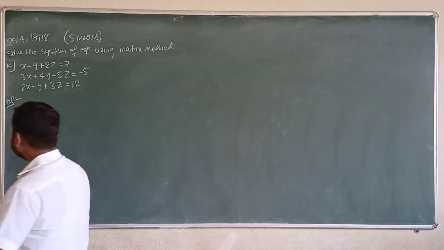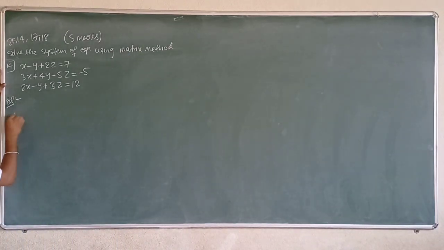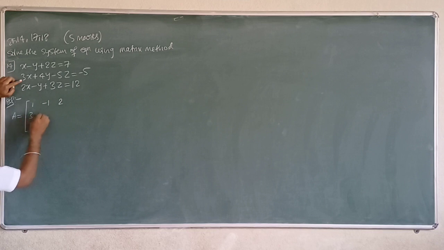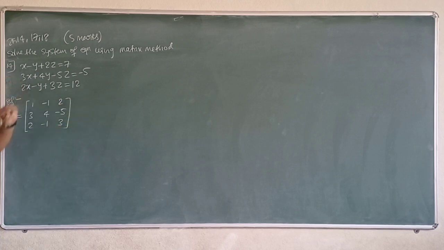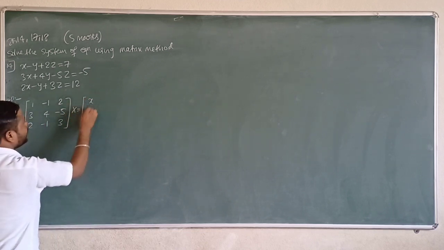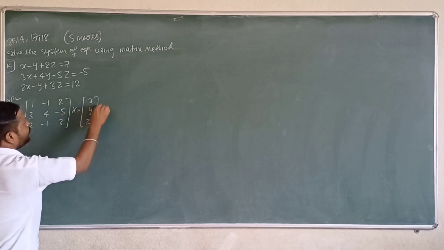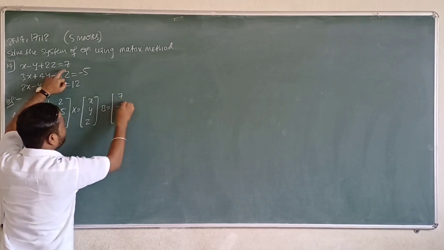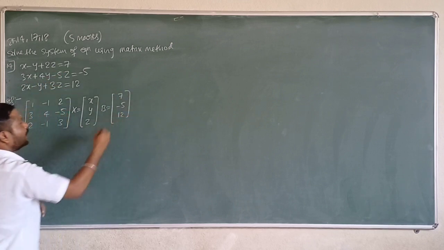Okay. Take up matrix A. Matrix A is the coefficient of x, y, z: 1, minus 1, 2; 3, 4, minus 5; and 2, minus 1, 3. Which matrix is it? The coefficient of x, y, z. X means the variables. How many variables are there? Three variables: x, y, z. B means the constants here. What are the constants? 7, minus 5 and 12.